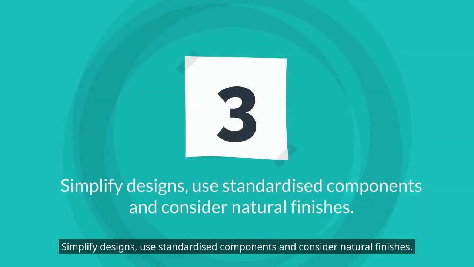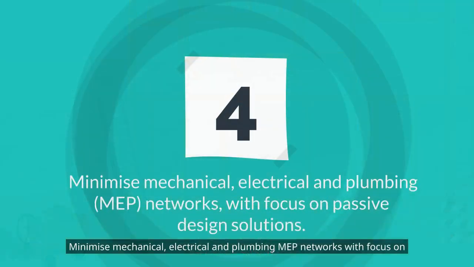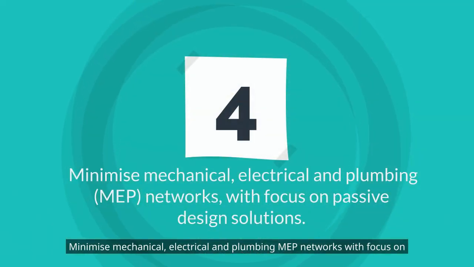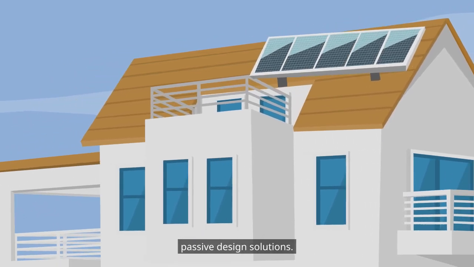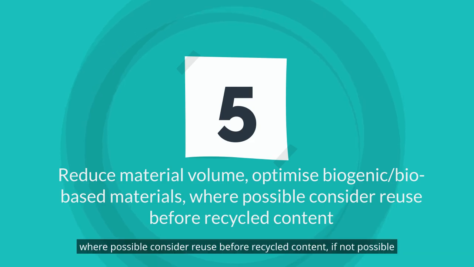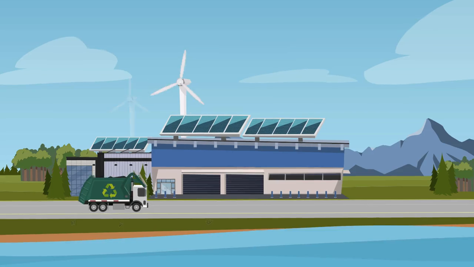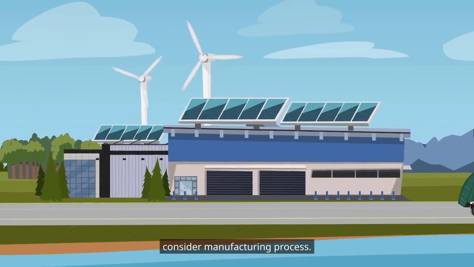Simplify designs, use standardized components and consider natural finishes. Minimize mechanical, electrical and plumbing (MEP) networks, with focus on passive design solutions. Reduce material volume, optimize biogenic or bio-based materials. Where possible, consider reuse before recycled content. If not possible, increase recycled content, and source locally. Consider manufacturing process.